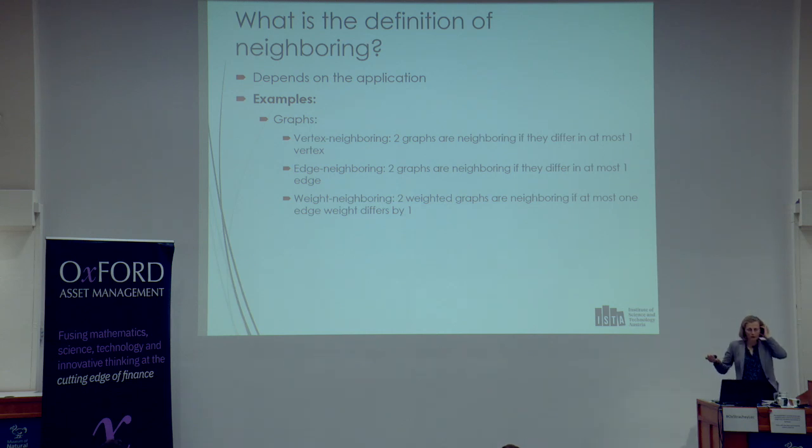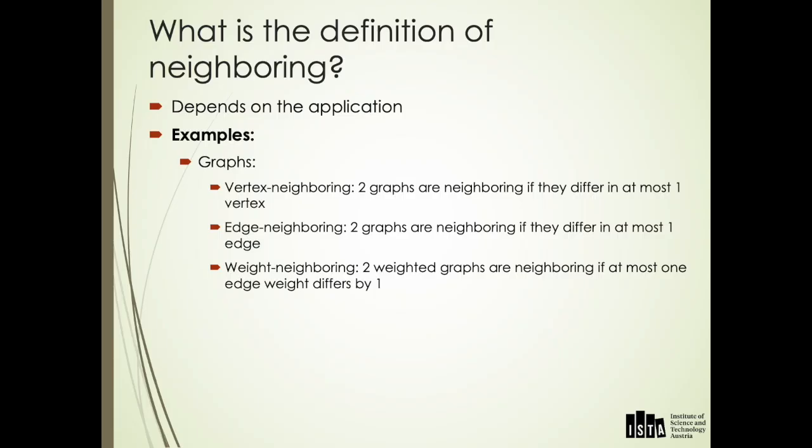You might also look at graphs. Think of social networks. Each user is a node. If there's a friendship relationship, you have a link, an edge. And now you could look at vertex neighborhood of graphs, where two graphs are neighboring if they differ in at most one node. Or you can say edge neighboring, where the nodes are actually known, and you want to protect the privacy of the edges. And so you say two graphs are neighboring if they differ in one edge. Or you could just say weight neighboring. If you have weighted graphs, the graphs are actually known, but the weights are not known. And so only the weight of one edge can differ.